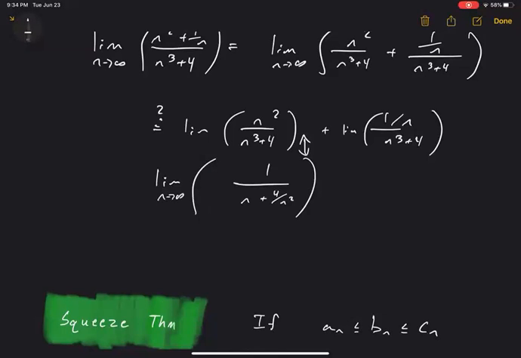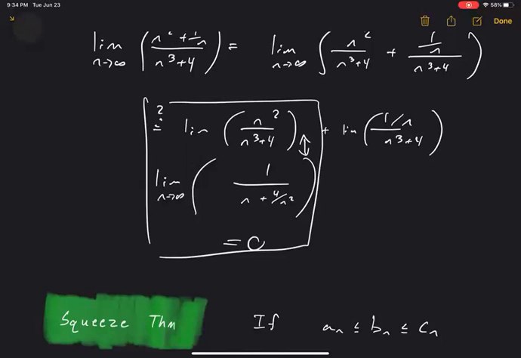What's the limit of this guy? Well, the top is constant, it's just 1. And what's going on with my bottom? Well, the n is getting really big, and this other term is going to 0. But altogether, this denominator is going towards infinity. So 1 over a denominator that's going towards infinity should give me 0. So the limit of this left piece equals 0. Boom. 0.